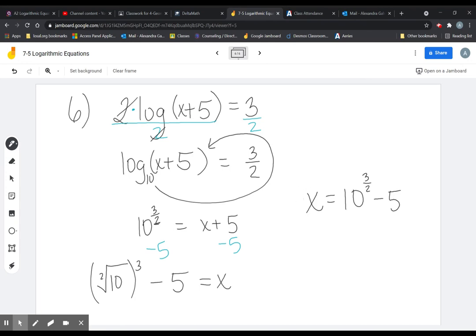So once we get that, plug that in, 10 to the 3/2 power, and then subtract 5. So we'll get about 26 point, let's say to the hundredths place, 62. That's it.